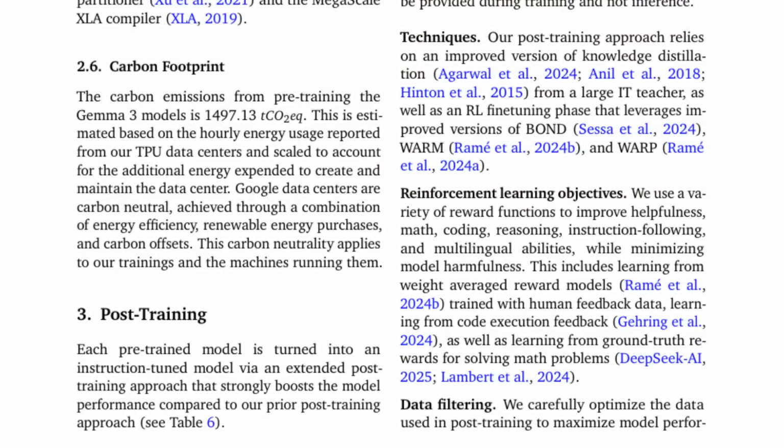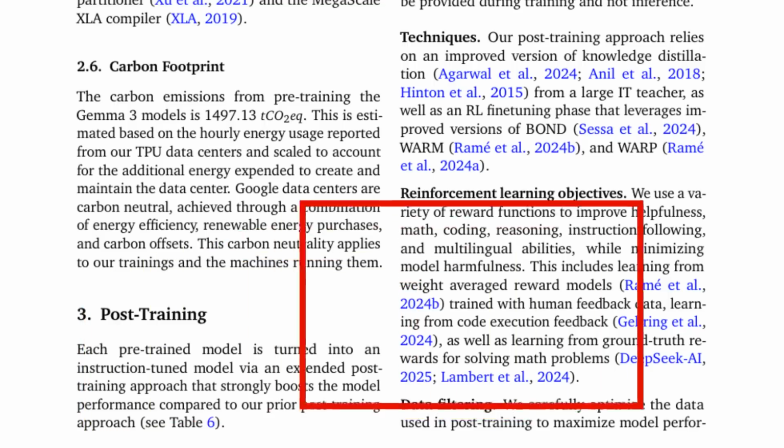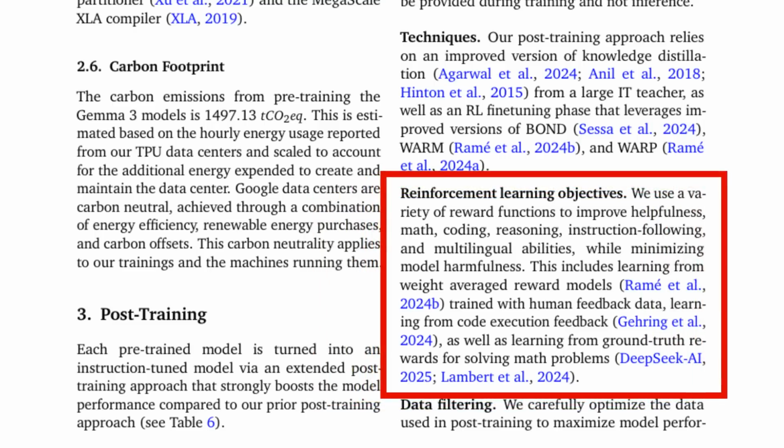Now, while they don't talk about how many post-training examples have been done for each of the models, they do talk about how this extended post-training approach uses knowledge distillation, and also uses a number of different types of reinforcement learning to both give it alignment, but also to help it with mathematics and reasoning, etc.